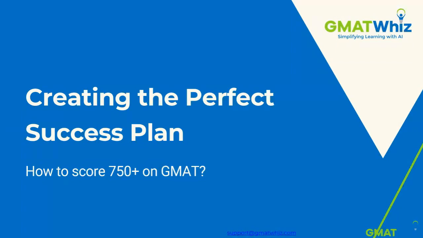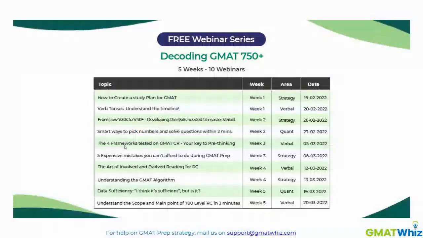This webinar is a part of our free webinar series that we are running now, where we are going to take you through, for the next 5 weeks, 10 different topics on verbal content and strategy, which will help you decode how to get to the 750 plus score in the very first attempt. This series is very unique, very special. We will cover different strategies with quant, with verbal, and with overall prep, so that you get a very good idea about the entire preparation model that is required to get to 750 plus.